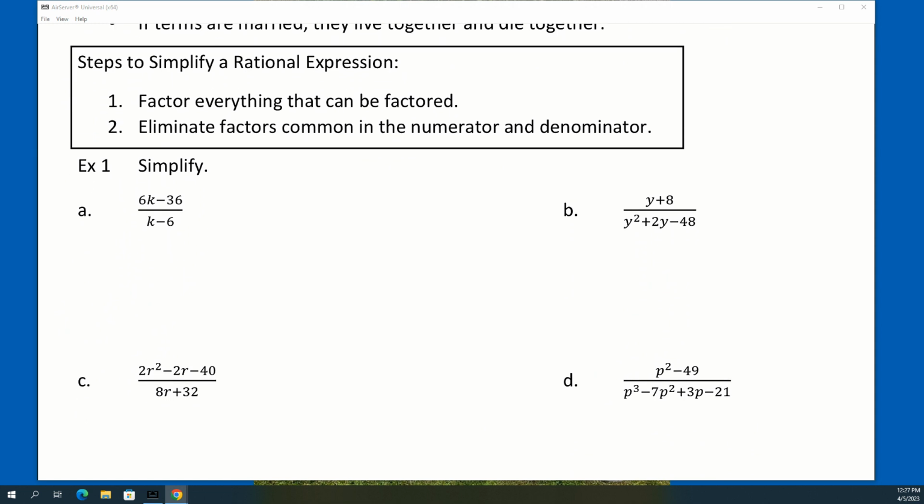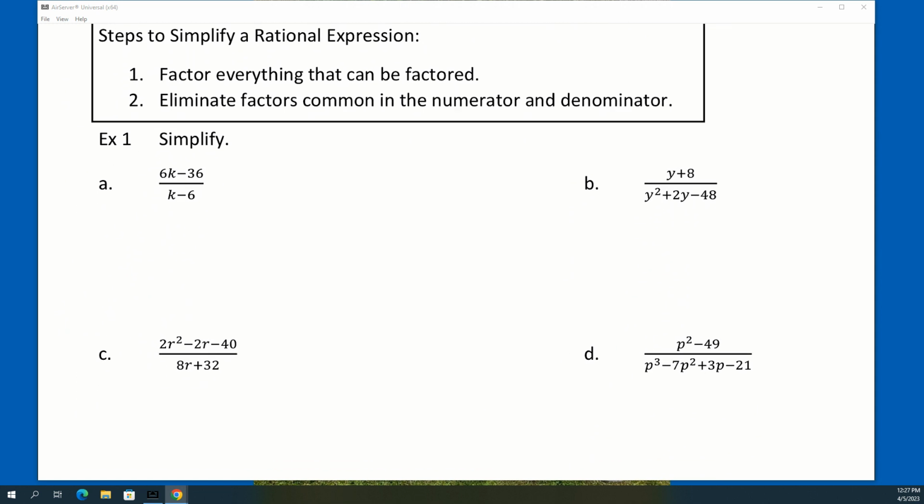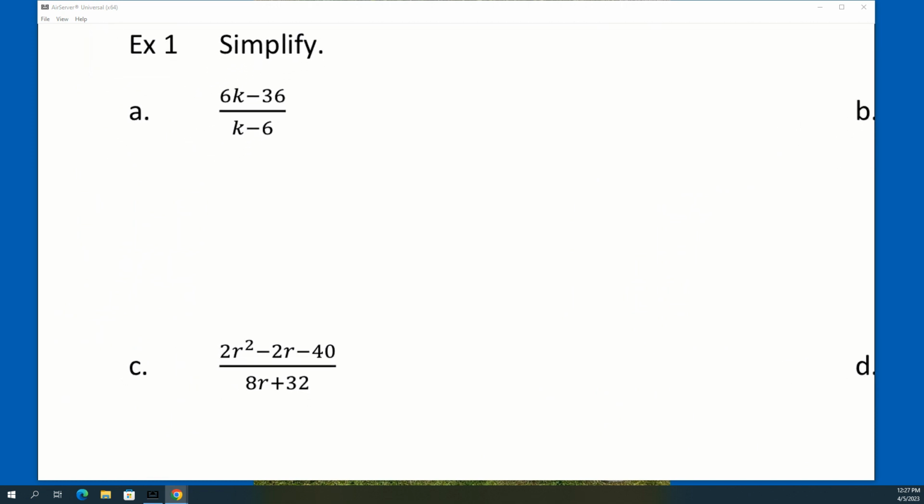So let's look at what we do. The first thing we're going to do is just anything that can factor, we're going to factor it. So I'm going to do a lot of side work on these. I'm going to start with over here on A, 6k minus 36. And the first thing we're going to do is just factor that. To factor it, we're just going to factor out a common factor. So what do they have in common? 6. So we're just going to factor out a 6. And so we'll divide each of those by 6. So my new numerator is 6 times k minus 6.